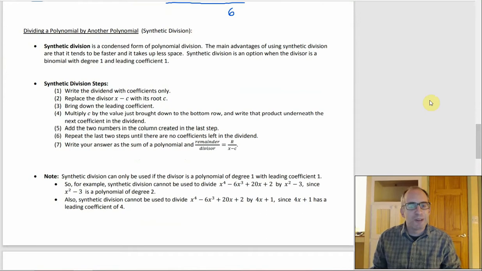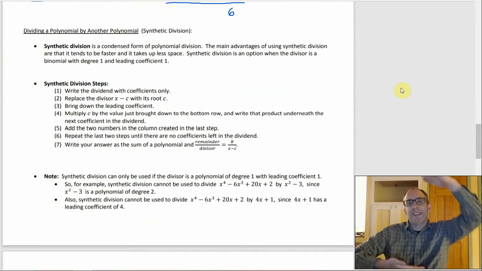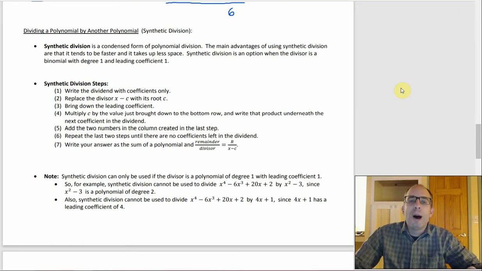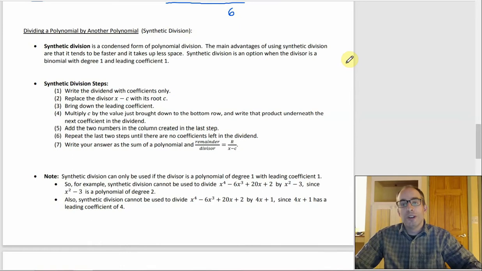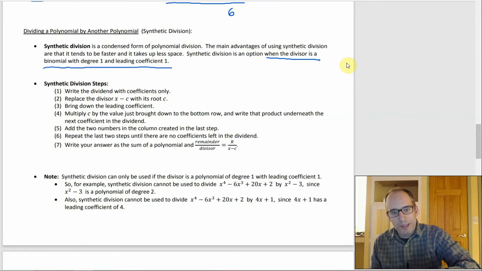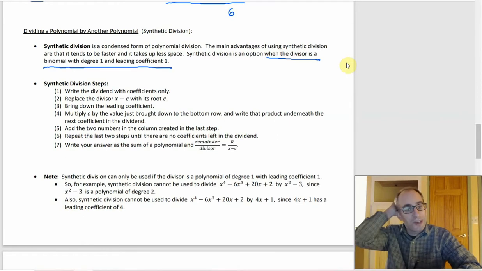That's a lot smaller. Well, it is condensed or compressed. It's compressed like this, so it's just not very tall, and it takes up less space. It tends to be faster, but you can only use it, like it says here, when the divisor is a binomial with degree 1 and leading coefficient 1. Otherwise, you can't use it.